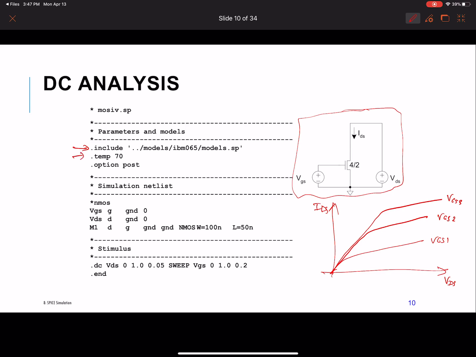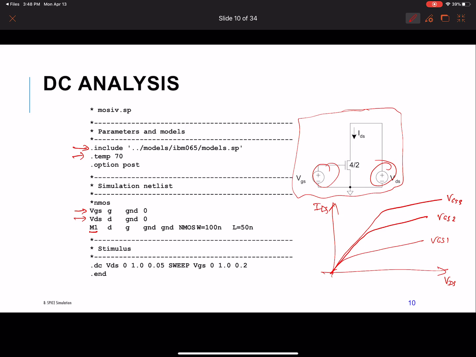You can set the temperature. This option post is for graphing. I don't think we'll need it. Okay, and you have two DC voltage sources, which is the drain-source and the gate-source, and then you have your transistor. So anything starting with an M, so M1, this is a MOS transistor. Bipolar transistors start with a Q.